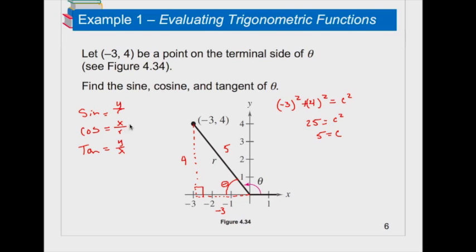And this is adjacent over hypotenuse over r. Now let's start putting in some actual numbers here. This is going to be 4 over 5. And this is going to be 3 over 5. And remember the 3 is negative. And then y over x is going to be 4 over 3. And remember the 3 is negative.